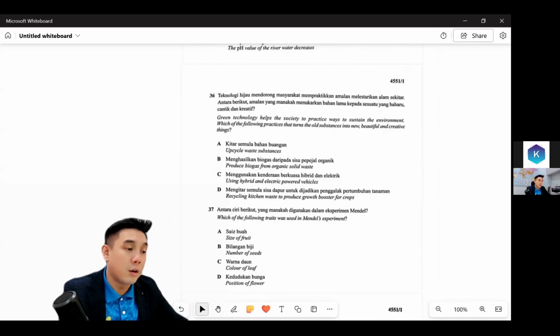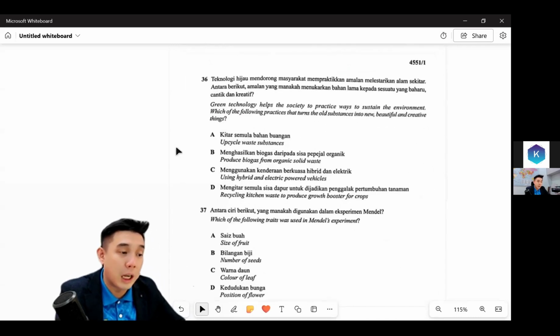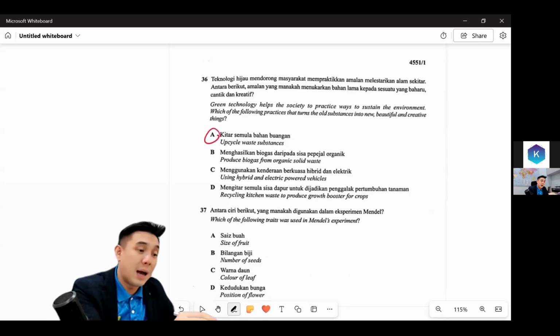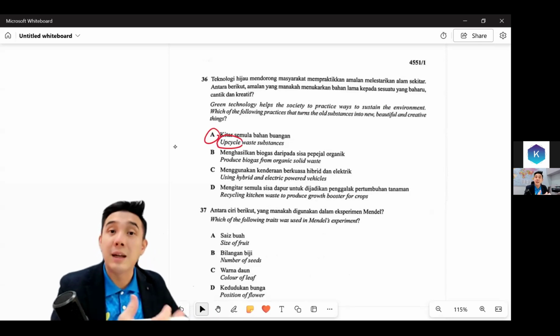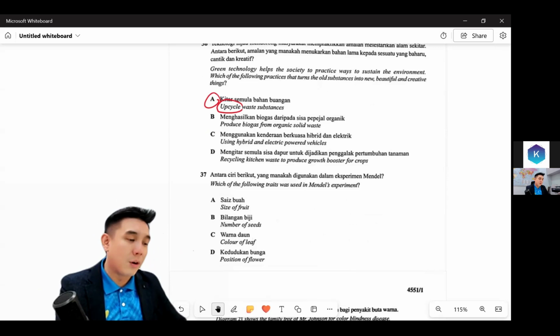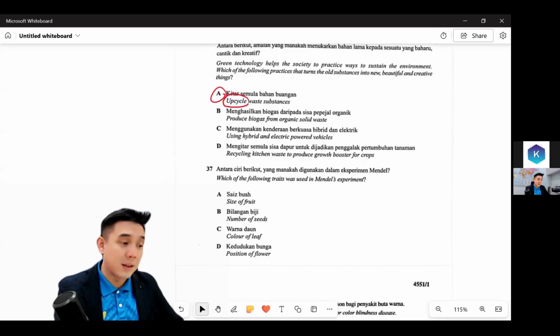Okay, for 36, green technology helps the society to practice ways to sustain the environment. Which of the following practices turn old substances into new, beautiful, creative things? Yes, very good. The first one is the answer. Upcycle means making the waste into things much better than before. So number 36, the answer is A.